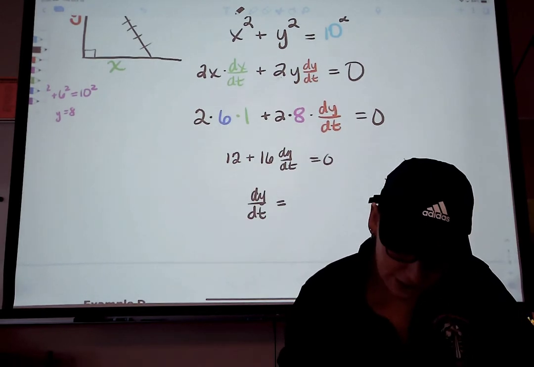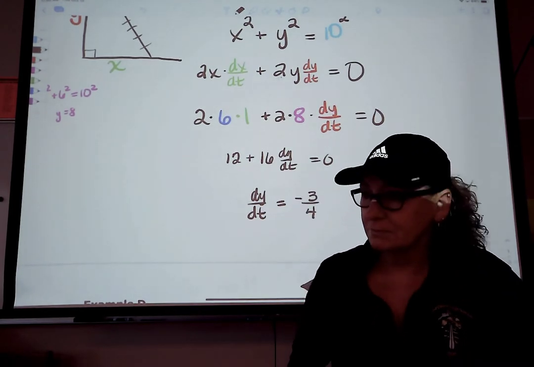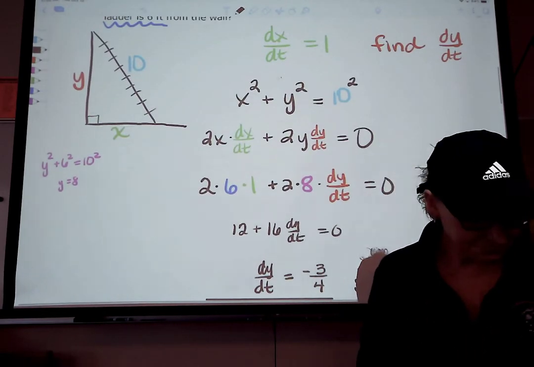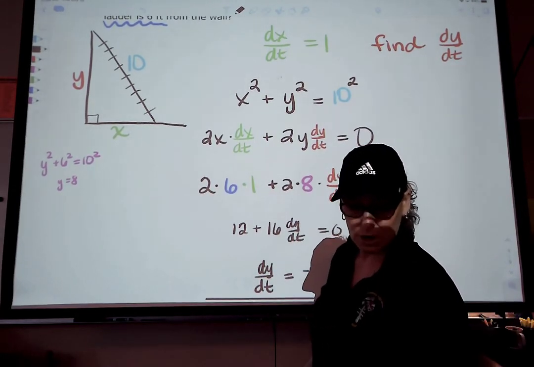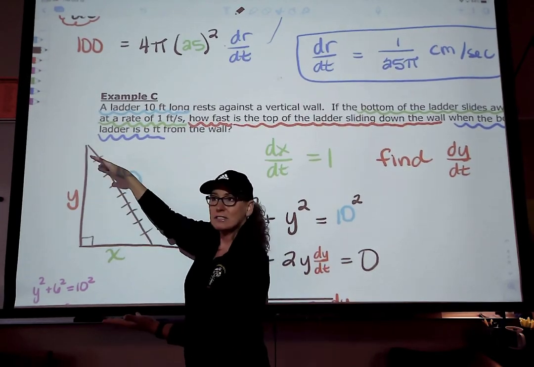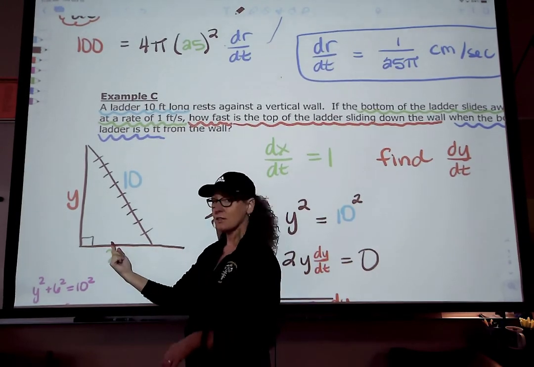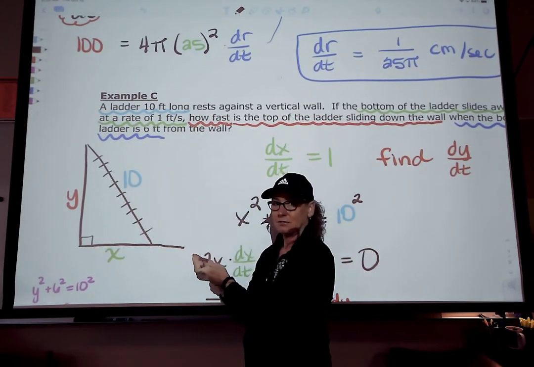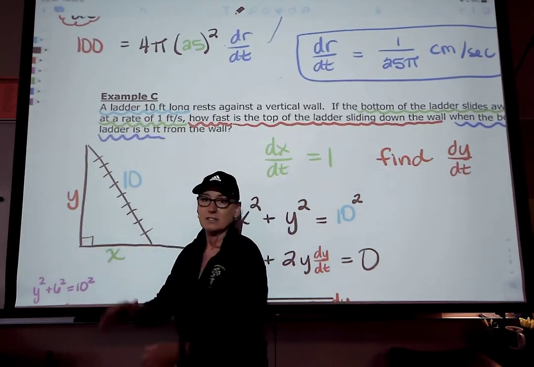Okay, so if I subtract 12 and divide by 16, I get negative 3/4. And it's kind of weird because it's a negative. Let's talk about that. I got a negative for my rate of change of y. Here's why it was negative. This length was decreasing. This length was increasing. This rate is positive. This rate is negative because y is decreasing, okay?